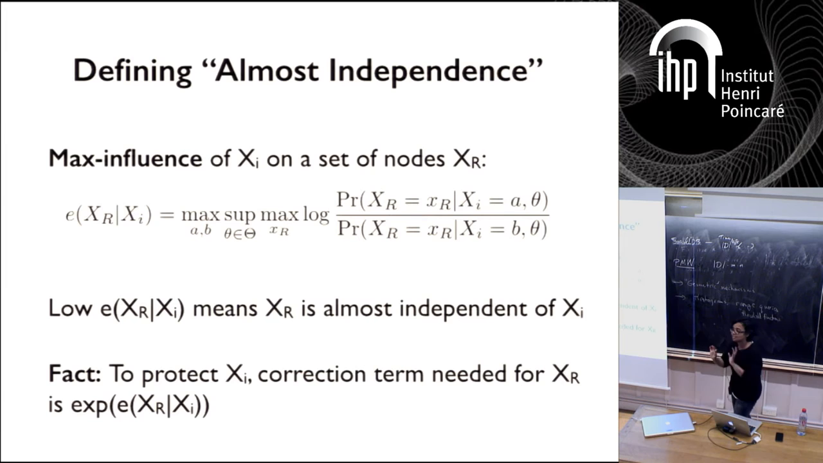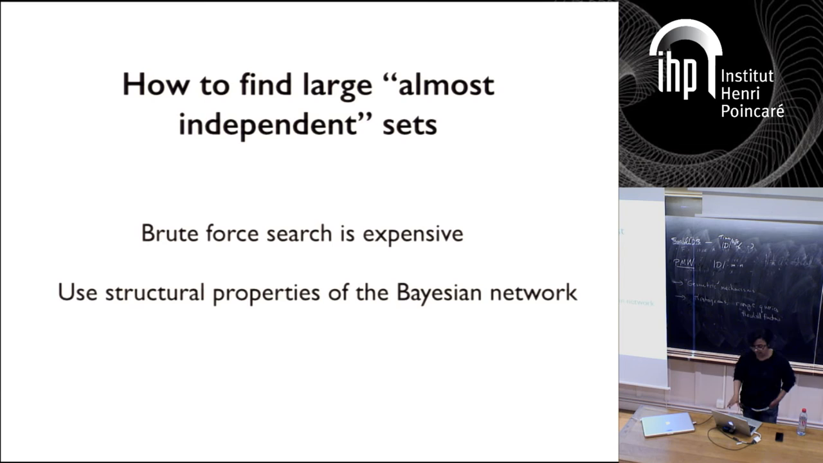Okay, and it turns out that approximately, if you want to protect xi and do the privacy calculations, the correction term that you need in the privacy calculation is e to the power of this max influence of XR given xi. Okay, so this is almost independent.